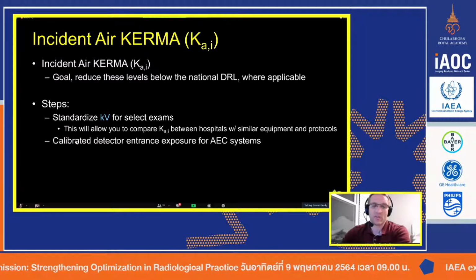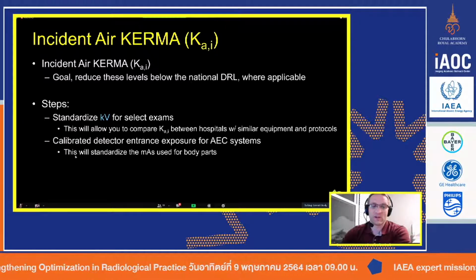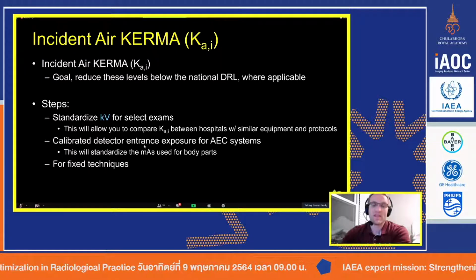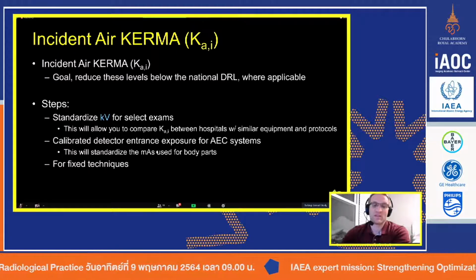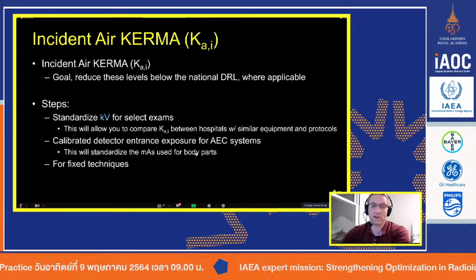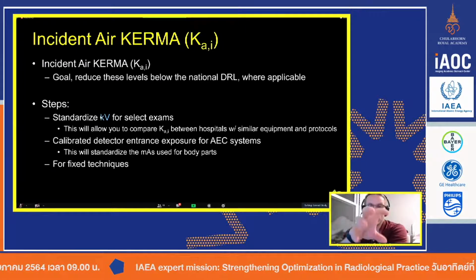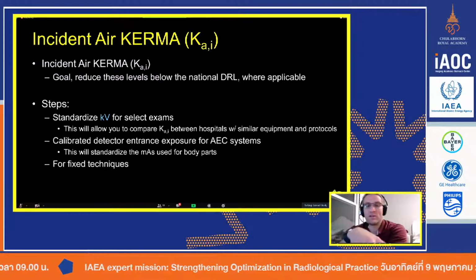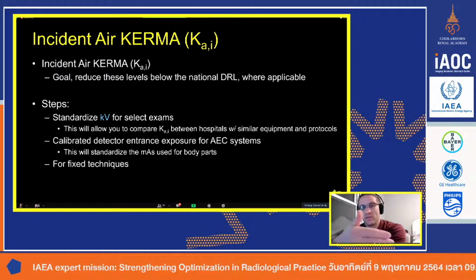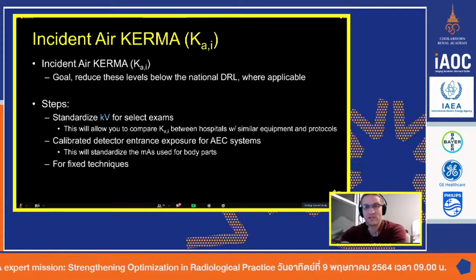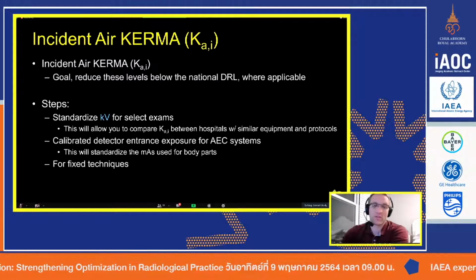Obviously, we need to calibrate the AEC system, as we talked about quite extensively. This allows for the MAS to be the same mostly for every body part. The KV is a value you have to change physically. You have to select that. But for all your AEC protocols, the system will select the MAS if it's properly calibrated.